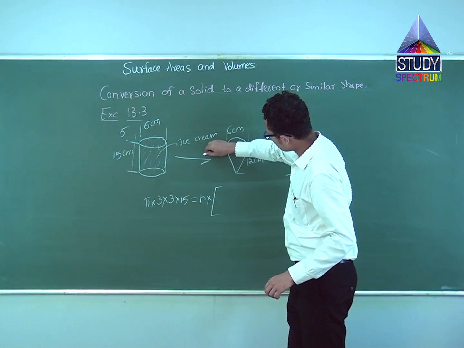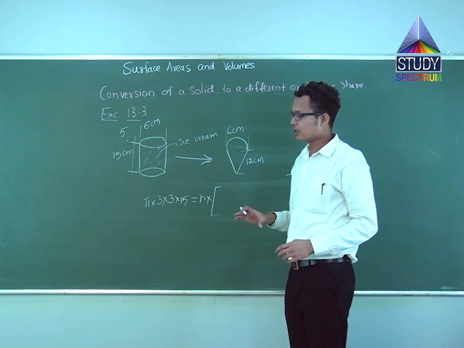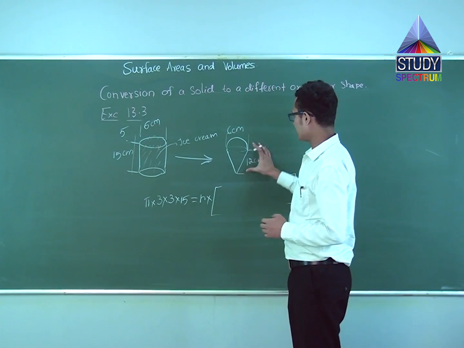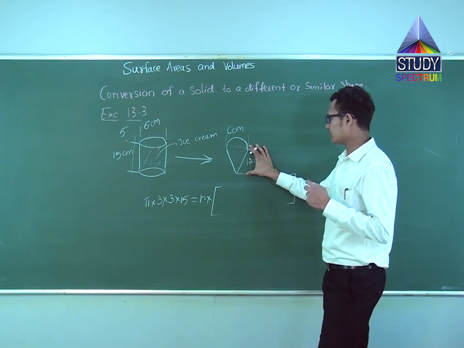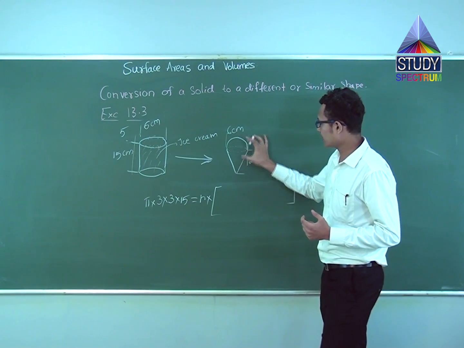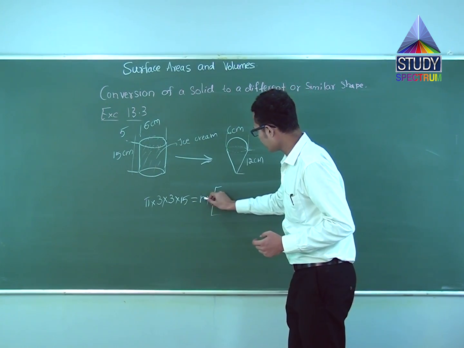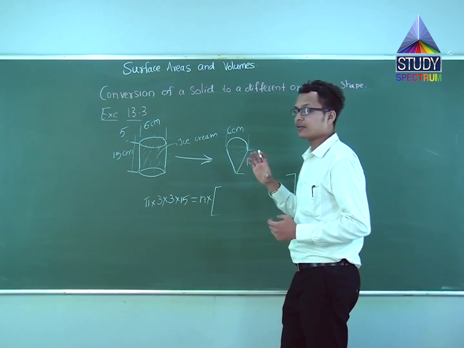Now see what's happening here. We are using the concept that we've learned before. We've solved questions on volume of the combination of different solids. Now this is a solid with different combinations of shapes. One solid is in the form of a cone and another is in the form of a hemisphere. So this n is the number of ice creams that we can have.